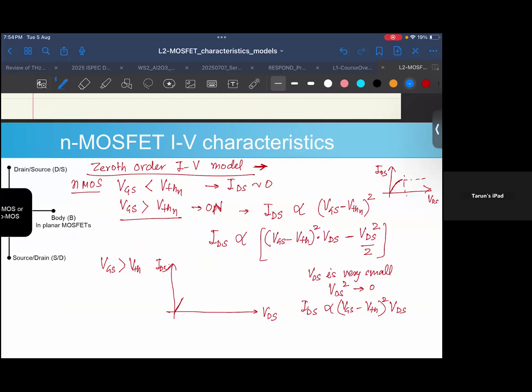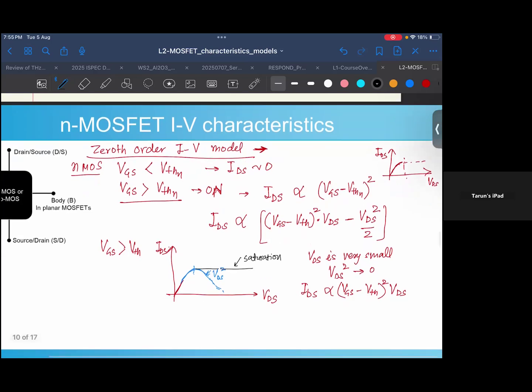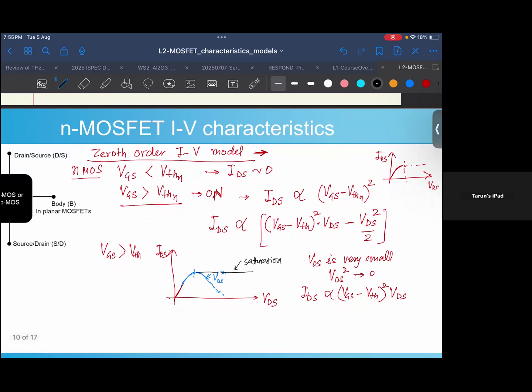Then if VDS becomes appreciable, this term cannot be ignored. So then it's a parabolic relation. Parabolic means it goes like this, there's a certain parabola, and then it would be going like this, right? So this is the part which would come because of the VDS square term. Now the question is that this is not correct, because what we want is this, right? This is the saturation, because that's what our device shows. But the modeling is not able to take care of that. So how would we correct this model?